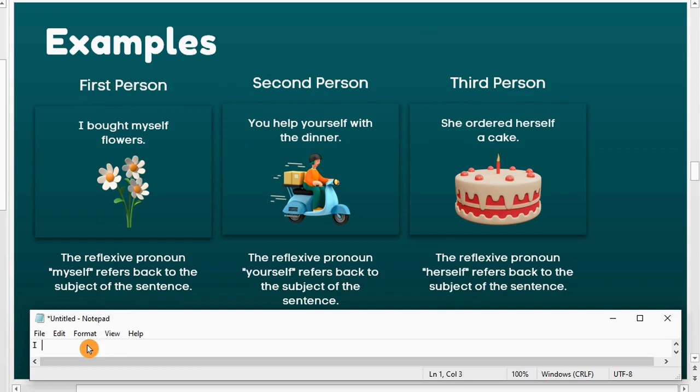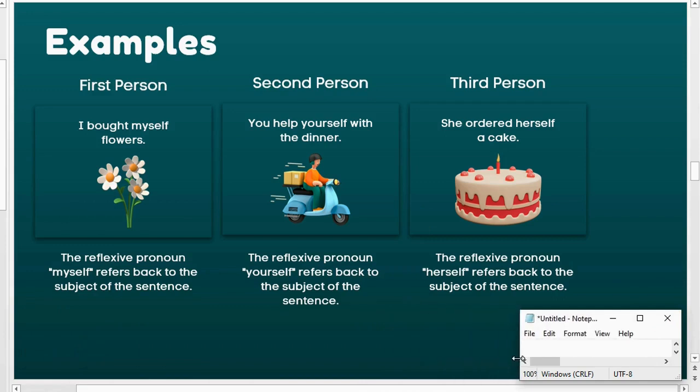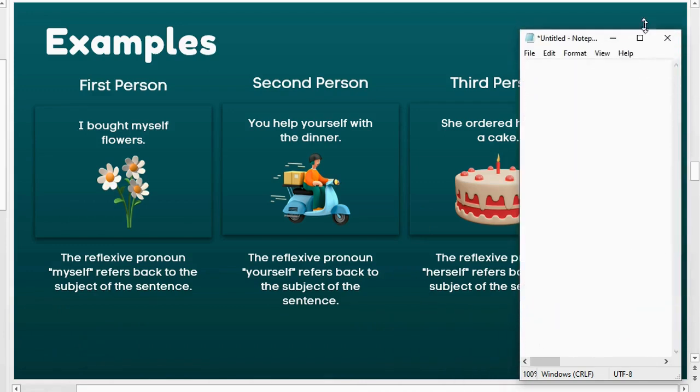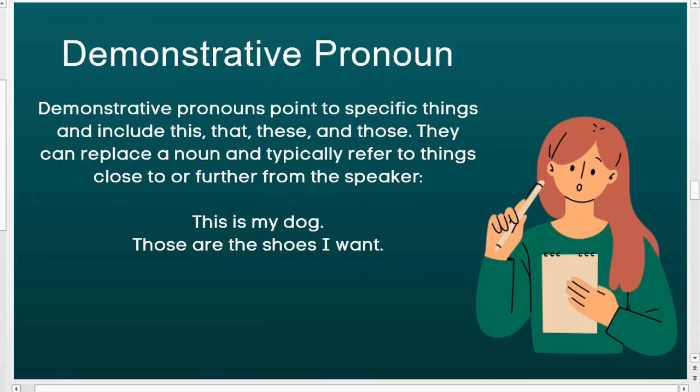Means I, myself, back to the subject, you, yourself, back to the subject, she, herself, back to the subject. Then it is called reflexive pronoun. Now you understand what a reflexive pronoun is. If you have a pen and a book, you should write it down, then it will stay in your mind. Okay, move towards the next one.